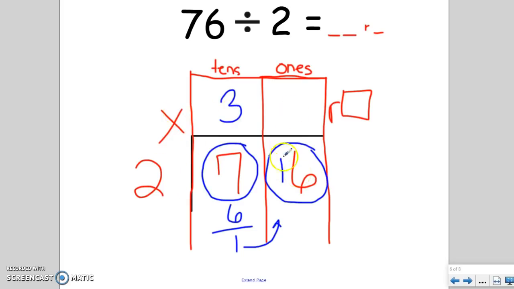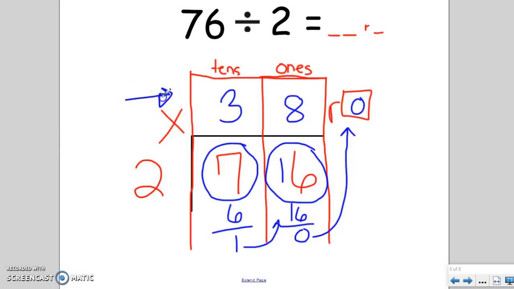We said 2 times 5 is 10. I think I can go higher than that. 2 times 6 is 12. 2 times 7 is 14. 2 times 8, that hits 16 exactly. So when I use that 8 bow or 8 arrow, 8 times 2 lands exactly at 16. My target was 16. I landed at 16. I'm 0 away. I'm going to take that leftover and it becomes my remainder. So my final answer is everything up here. It is 38 with a remainder of 0.